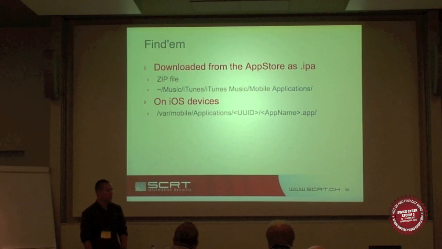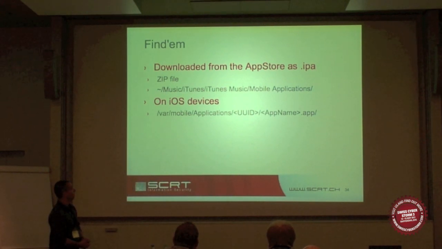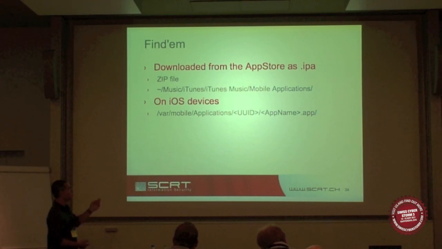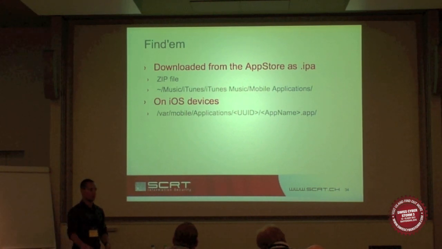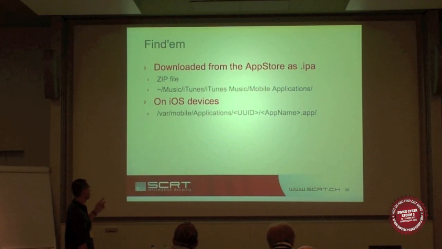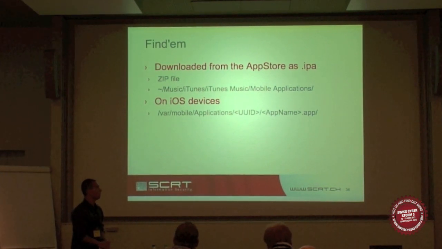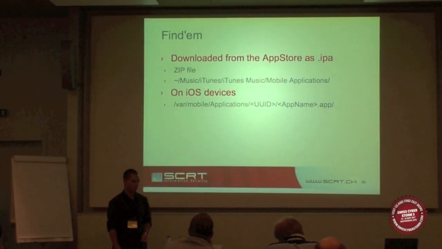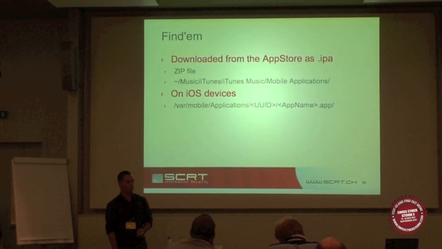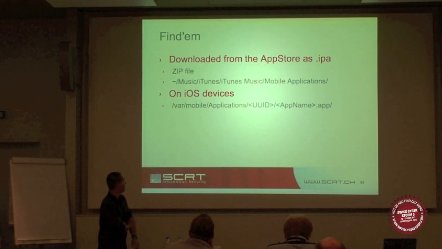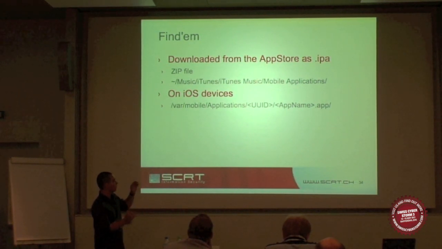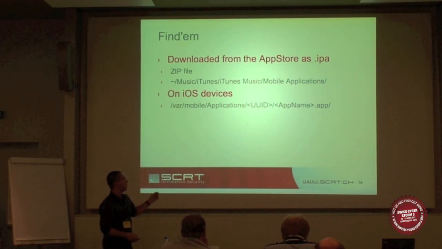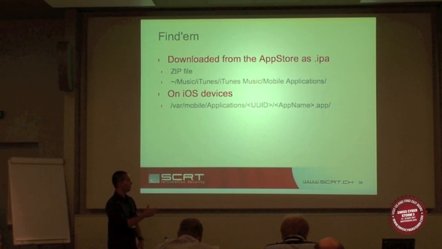So now how to find them? When you are on your Mac or your PC, they are stored in the music folder from iTunes. It's not the location you would search for in the first place. And they are stored as a .ipa file, which is in fact just a zip file, so just rename the extension. If you are looking for them on the iOS device, they will be stored in /var/mobile/Applications, then in a folder corresponding to the UID of the application, and then a folder named with the application name.app.